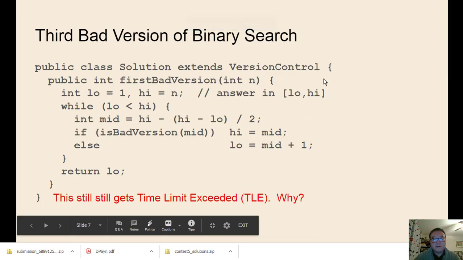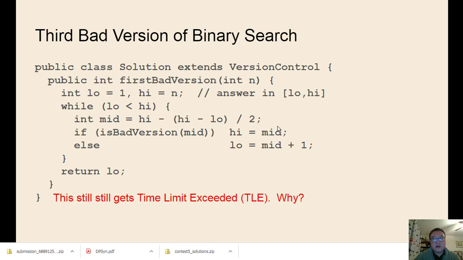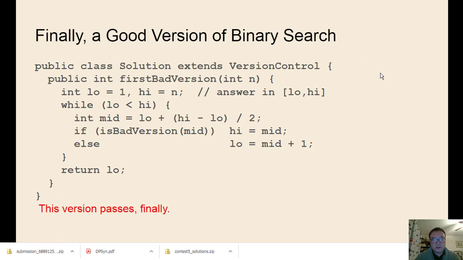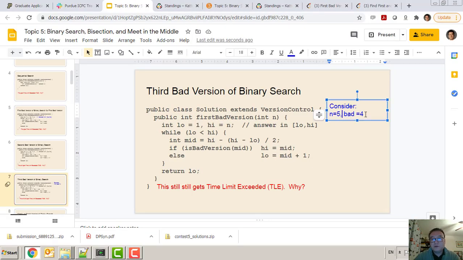And again, this is not obvious unless you are really familiar with binary search. So I encourage you to think about it, and let's see why it is TLE. Actually, I want to type something here. So suppose n is 5 and our answer is 4. So 4 is the first bad version. Let's just see what we get in the loop. When we start, low is 1, high is 5, and then mid is 3.